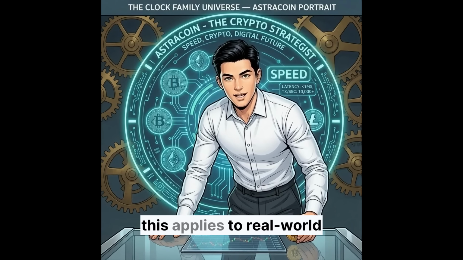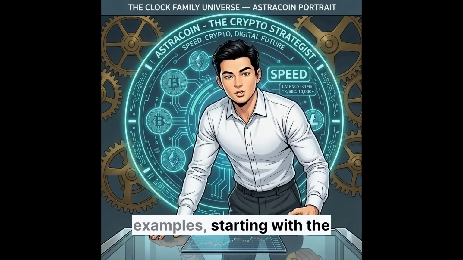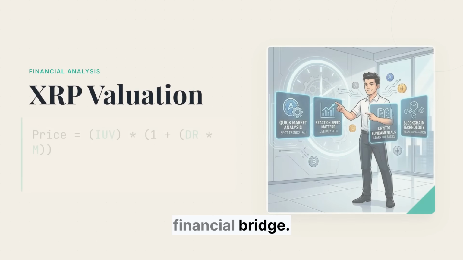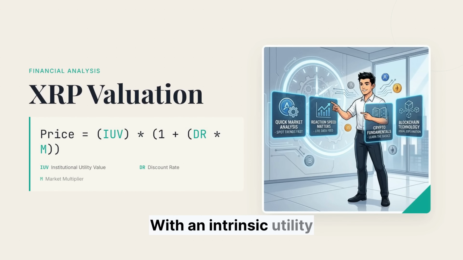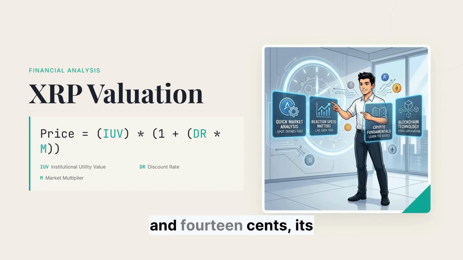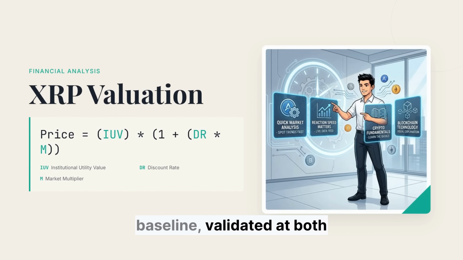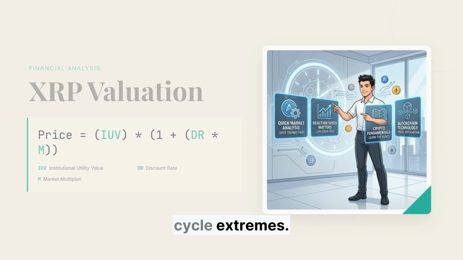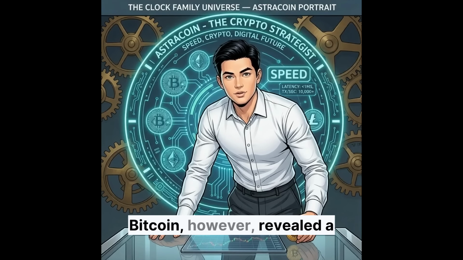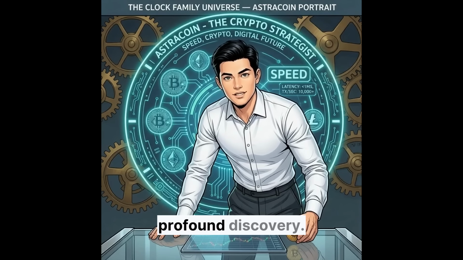Let's look at how this applies to real-world examples, starting with the bridge of the ecosystem. XRP functions as a financial bridge. With an intrinsic utility value of $1.14, its price cycle is a direct amplification of this baseline, validated at both cycle extremes. Bitcoin, however, revealed a profound discovery.